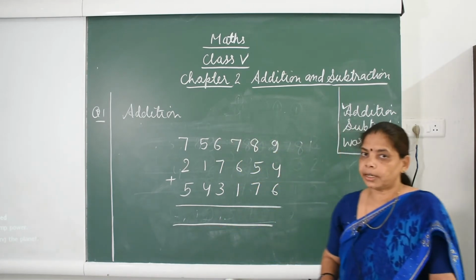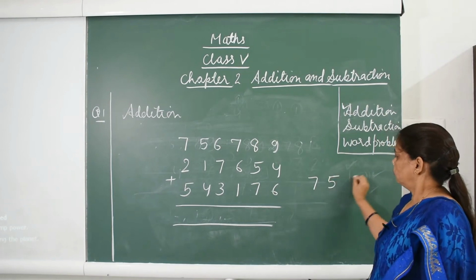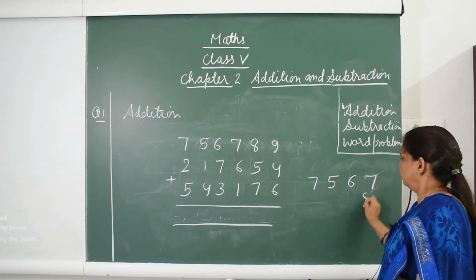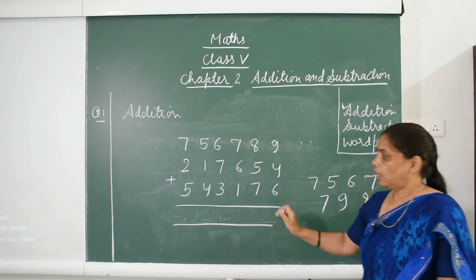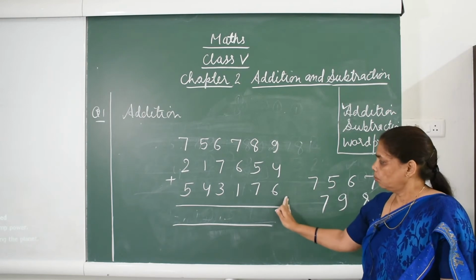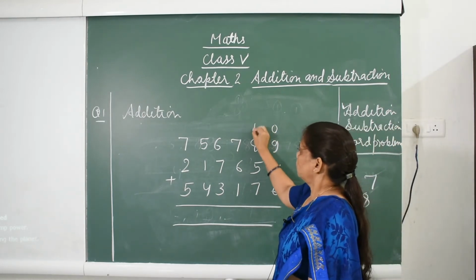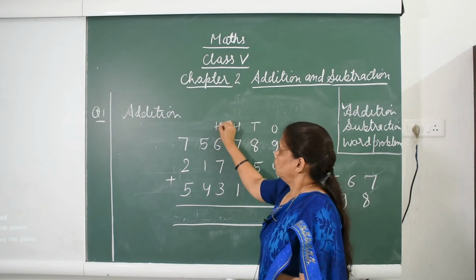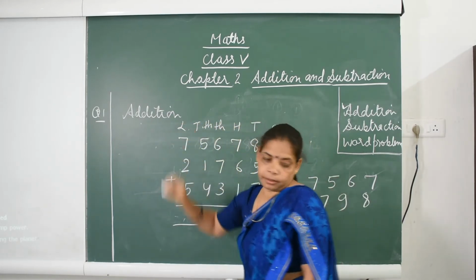Children always write the numbers in sequence. आपको ये ऐसे नहीं लिख देना है. This is not the correct order. Before adding, you write the numbers in proper order. सीधे लाइन में नंबर रहना चाहिए. 1, ones, tens, 100, 1000, 10,000 and lakh.